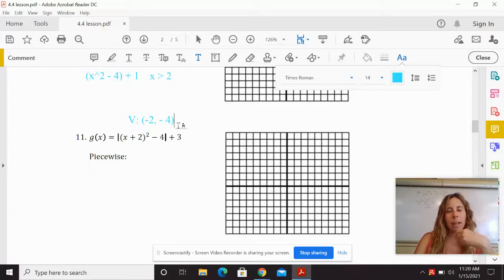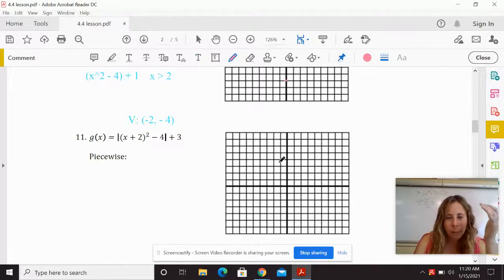All right, and then you would flip it, whatever is below. So like right now, your vertex is a good example. It's -2, -4. Right now your vertex is here if you're graphing it as a quadratic. So that would get reflected over the x-axis. So it would be -2, +4. Okay.